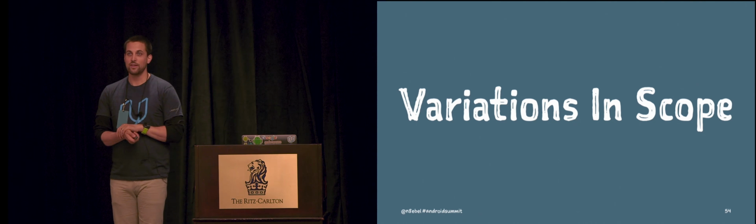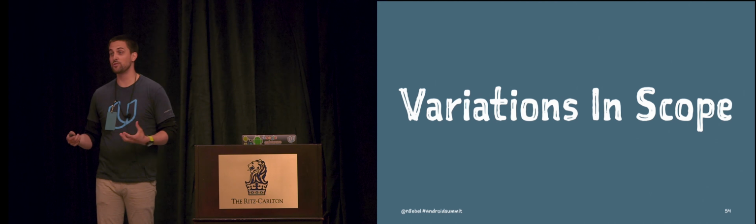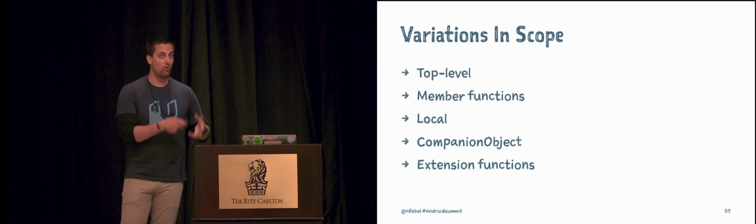Variations in scope now. So where do we define these functions, and how does that impact how we then consume them? Well, we have a number of options here. We have top-level functions, member functions and methods, local functions, functions on a companion object, or extension functions, which a lot of people are excited about. So top-level functions, these are functions that are not associated with a class or object. These are defined somewhat globally in a Kotlin file and belong to the package of that declared file. So if you want to then use this function from your Kotlin code, you can import the function and start using it without any type of class or object having to be present.